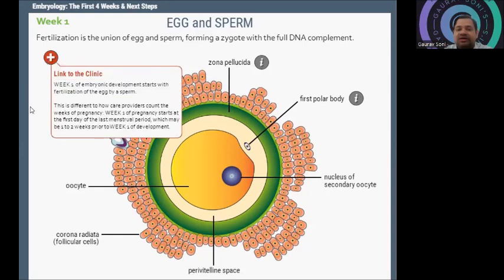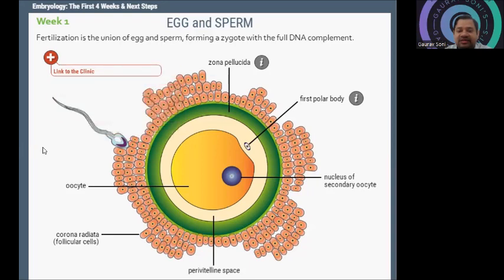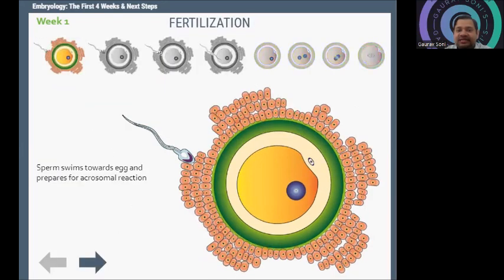Now, if we talk about some clinical point, week 1 of embryonic development starts with the fertilization of the egg by a sperm. This is different to how care providers count the weeks of pregnancy. Sometimes week 1 of pregnancy starts at the first day of the last menstrual period, which may be 1 or 2 weeks prior to week 1 of the development. So there are some differences in counting the weeks, but the process which is going to happen will be the same like this. Next, it will be the fertilization.